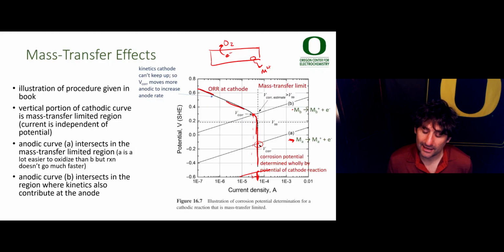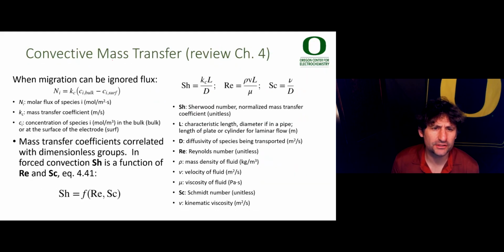Now, you could have it go faster if you reacted with something else. For example, if we put the electrons on water to make hydrogen, for example. So we say the corrosion potential is then determined wholly by the potential of the cathode reaction. So it's clear that limiting currents and mass transfer play a significant role in corrosion when it's driven by O2 as the oxidant. Just to remind you, when migration can be ignored, so when there's either high salt concentrations, screening electric fields, or low fluxes of charged particles, the total flux, Ni, is just going to be given by a mass transfer coefficient times a change in concentration.